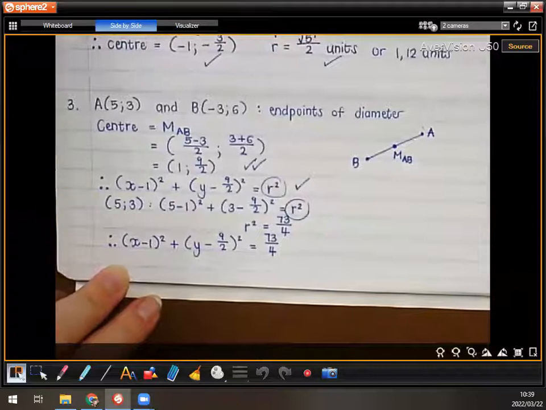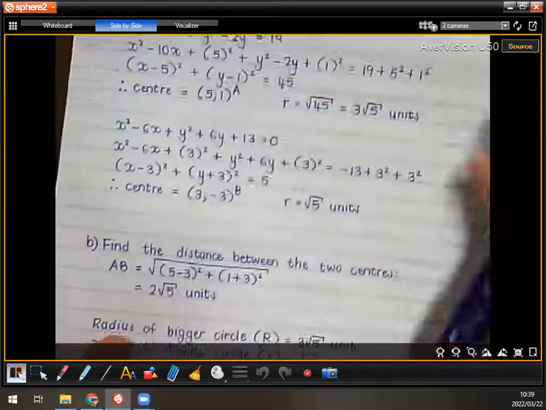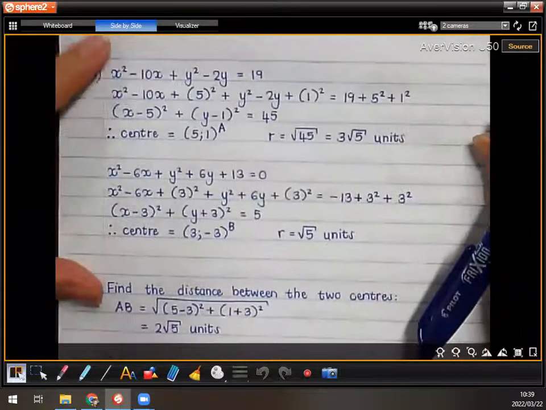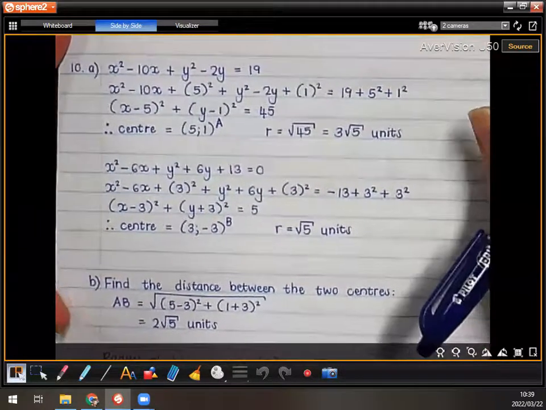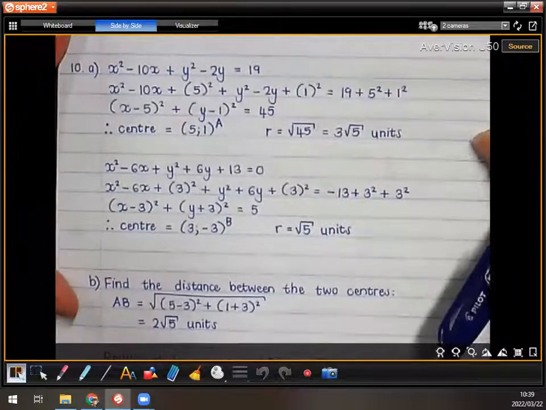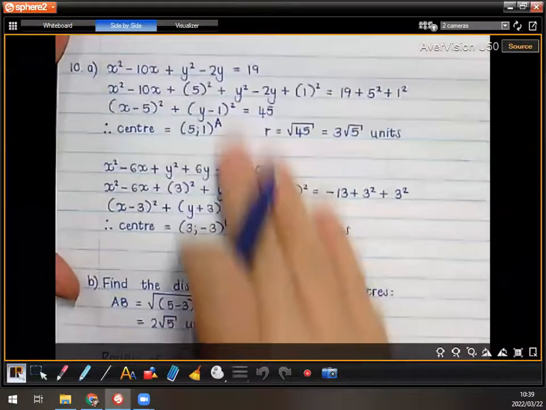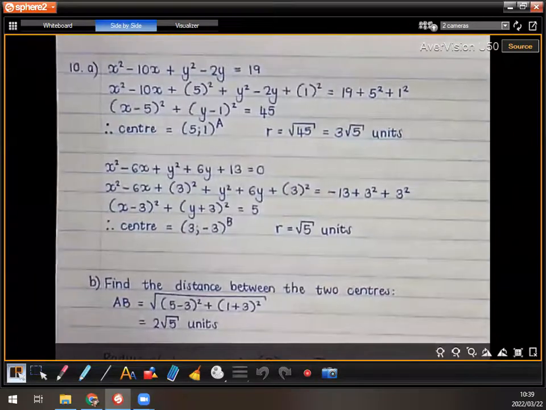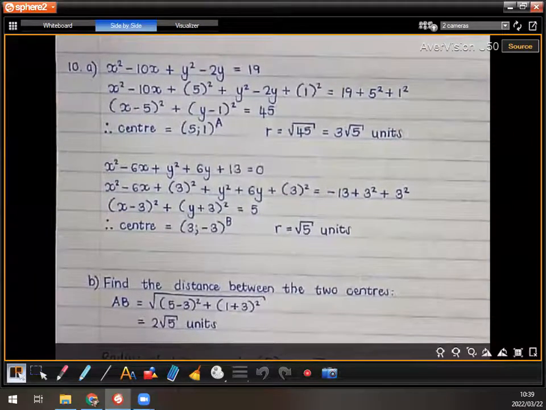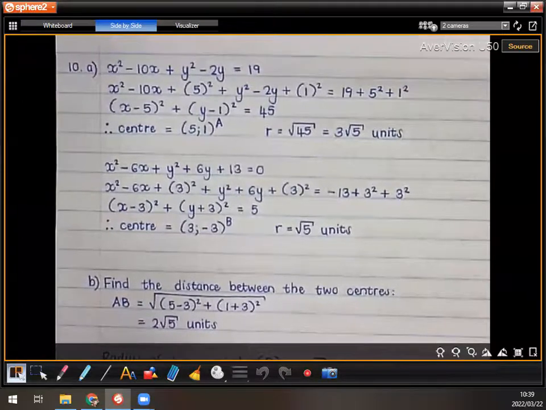Any questions on this one? All right, number 10, 10A. I said you guys would be able to do 10A. 10B was very difficult. I don't know if anyone managed to get an answer to 10B, but this is 10A. They gave you 2 circle equations and asked you to find the center and the radius of each. So there we have 2 more examples of that kind of question, right?